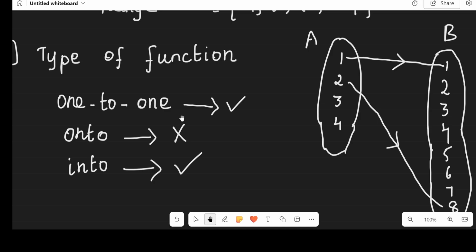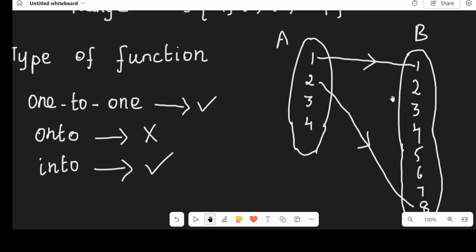We have to write the answer like this: this function is a one-to-one function. Why? Because all the elements in the first set A are mapped with an element of the other set. So it is called a one-to-one function. This is not onto function. Why? Because all the elements in the second set are not mapped. And this function is into function. Why? Because at least in the second set, some elements are not mapped. So it is called into function.